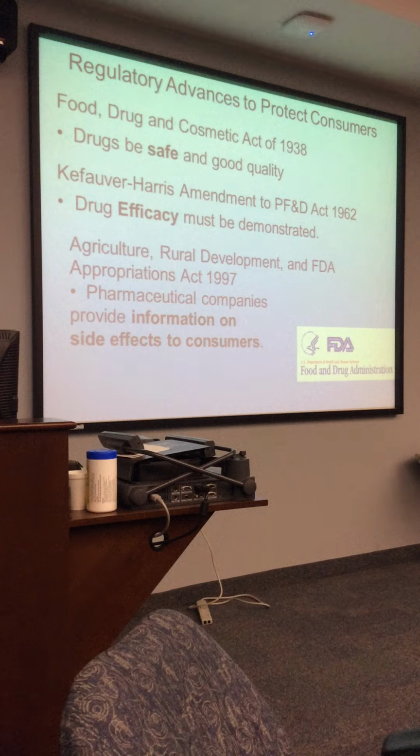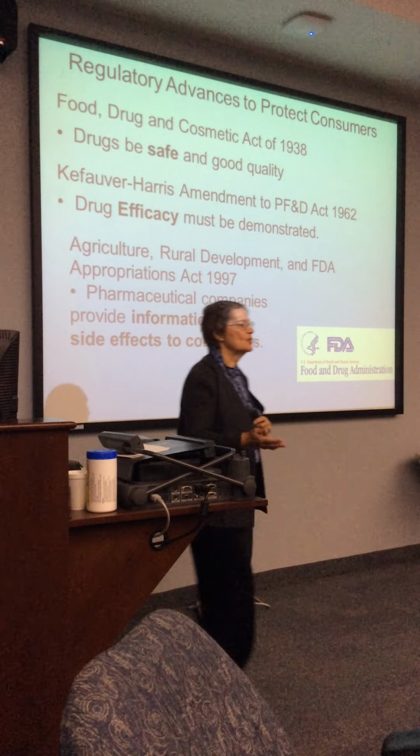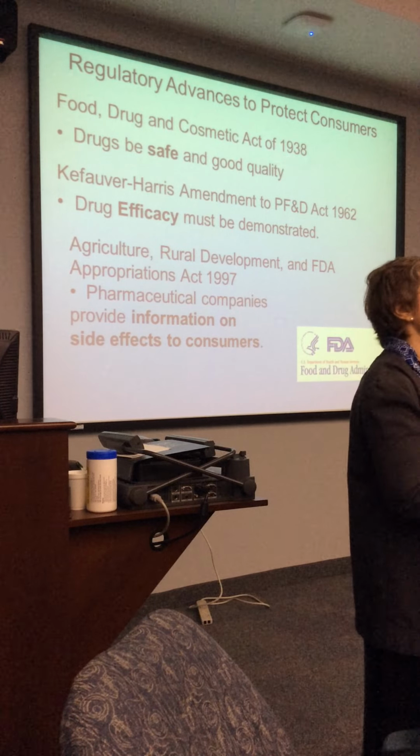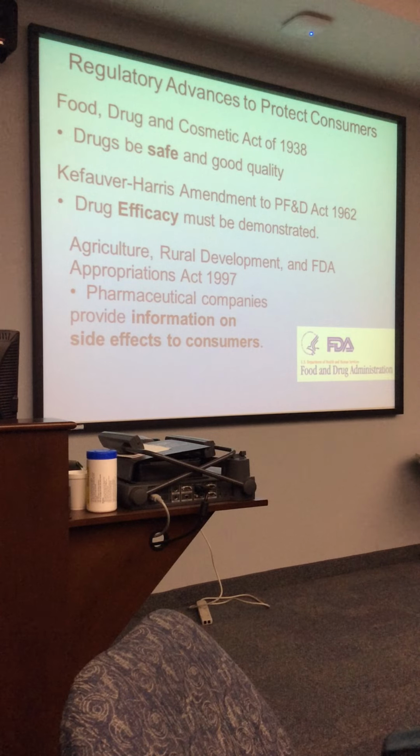Then in 1962, another act of Congress, the Kefauver-Harris Amendment to the Pure Food and Drug Act, was that drug efficacy must be demonstrated. Now, efficacy is a term that we use for pharmacology, meaning that the drug is effective. And so your question has to be, well, what is it effective for? That's where the pharmaceutical industry has to demonstrate that there is a certain disease that this drug is going to be useful for treating and provide the evidence for that. Largely that evidence is going to come from not only basic science research, but from clinical trials. And we'll talk a little bit about what those clinical trials are in a few minutes.